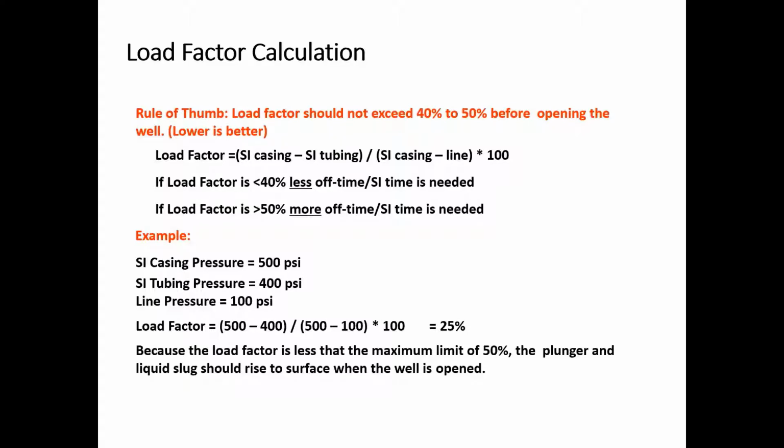So your shut-in casing pressure is 500 PSI, and your shut-in tubing pressure is 400 PSI. That means your differential pressure is 100 PSI. Your line pressure is 100 PSI. The calculation would be 500 minus 400 to give your differential, divided by 500 minus 100 to give your lifting pressure, multiplied times 100, equals 25%. Because the load factor is less than the maximum limit of 50%, the plunger and liquid slug should be able to lift when the well is opened.